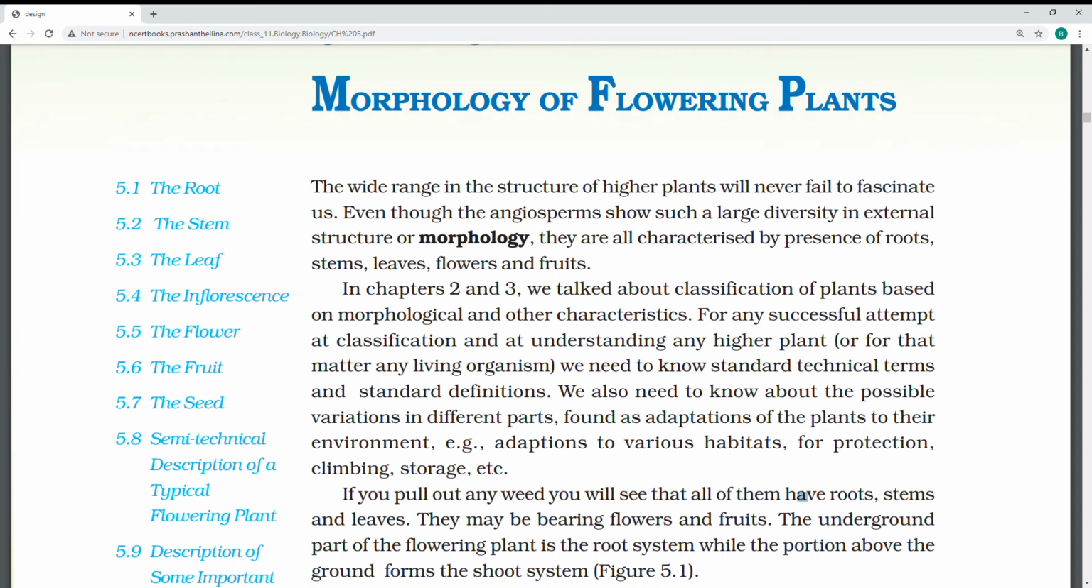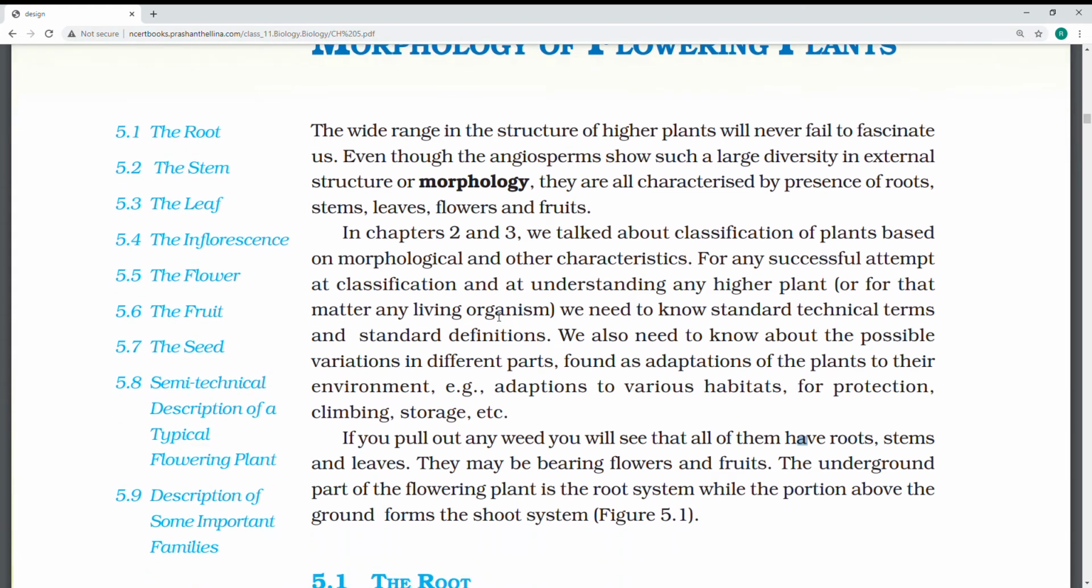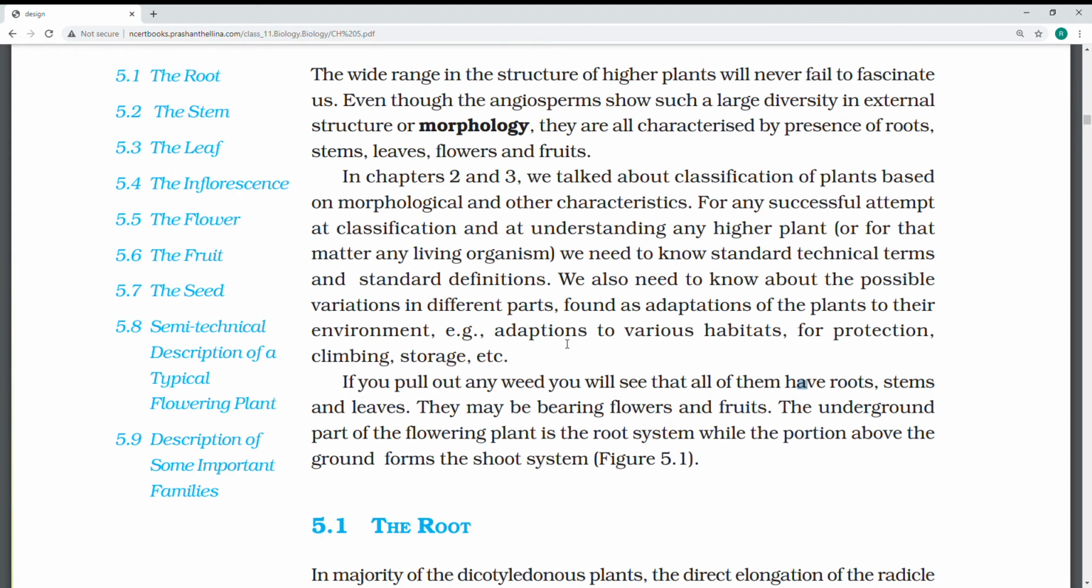Now, morphology of flowering plants. Overall, we are going to learn about morphology, which is the outer structure that we can see for the plant: the stem, leaves, root, and when it comes to fruit and seed, these are all included under morphology, the study of the external features of an organism, the plant, is called morphology.